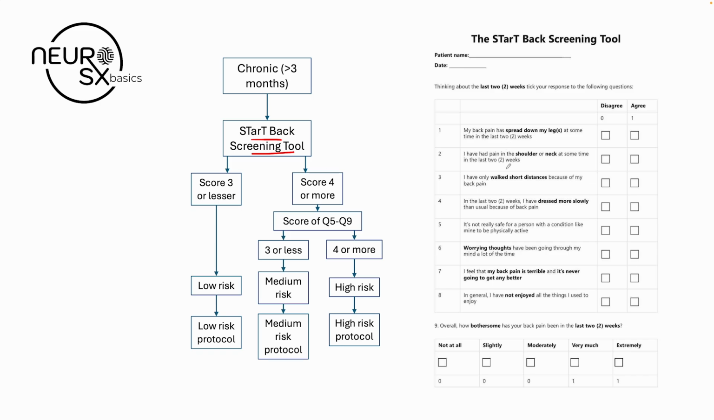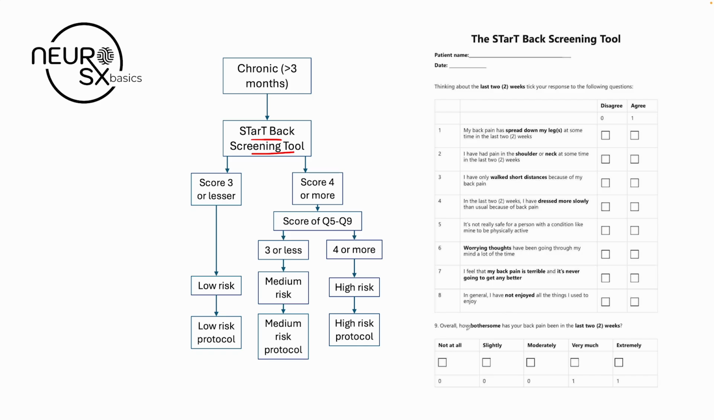I've had pain in the shoulder or neck at some time in the last 2 weeks. I've only walked short distances because of my back pain. In the last 2 weeks, I've dressed more slowly than usual because of back pain. It's not really safe for a person with a condition like mine to be physically active. Worrying thoughts have been going through my mind a lot of the time. I feel that my back pain is terrible and it's never going to get any better. In general, I've not enjoyed all of the things I used to enjoy.